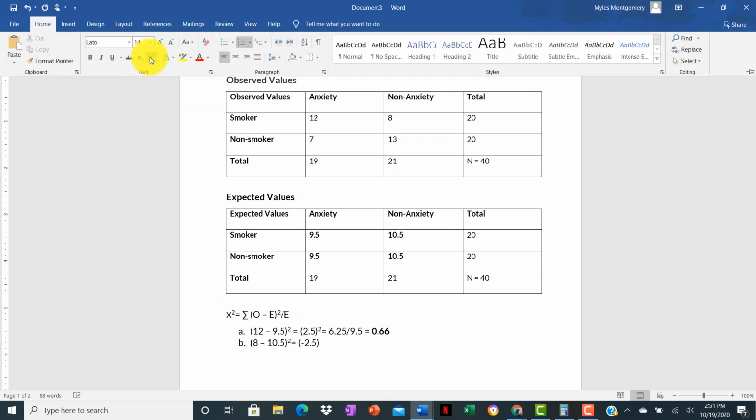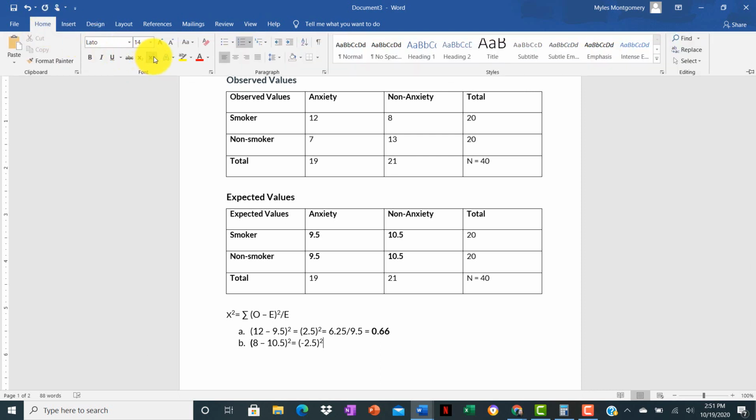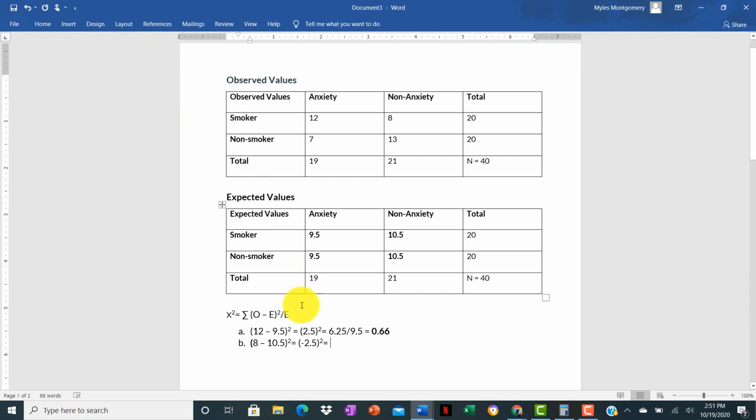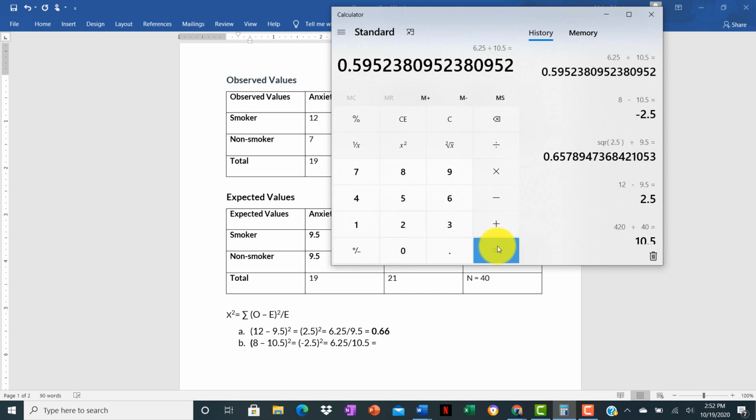So we know the notations. We already know what it's going to be, don't we? Because 2.5, whether it's negative or positive, is going to give us 6.25. But this time our expected value is not 9.5, it is 10.5. What's this going to give us? Well, let's find out. We'll clear this out and say 6.25 divided by 10.5.